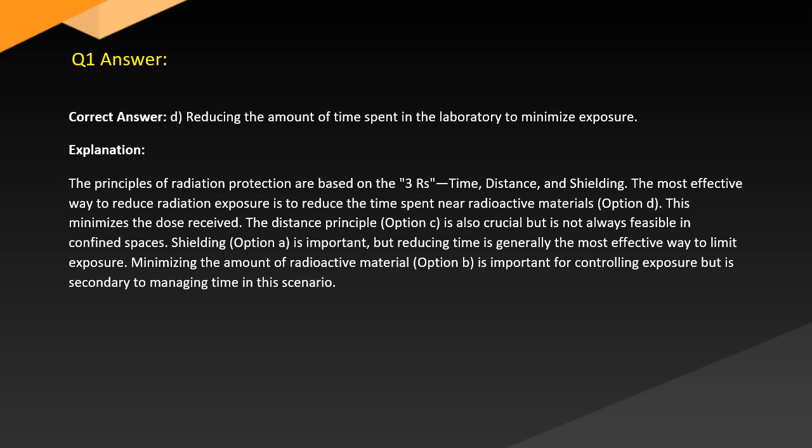The distance principle, option C, is also crucial but is not always feasible in confined spaces. Shielding, option A, is important, but reducing time is generally the most effective way to limit exposure. Minimizing the amount of radioactive material, option B, is important for controlling exposure but is secondary to managing time in this scenario.